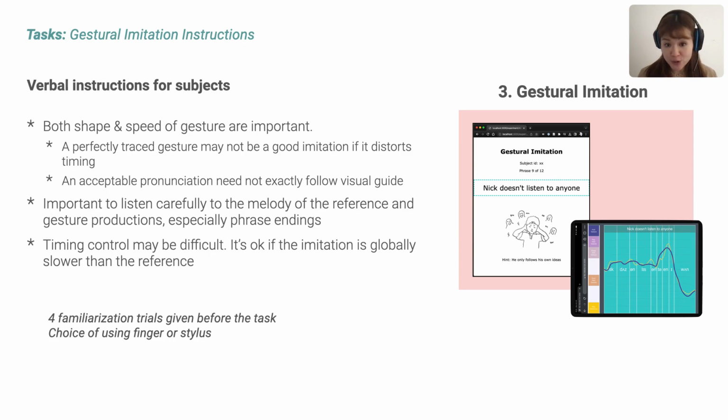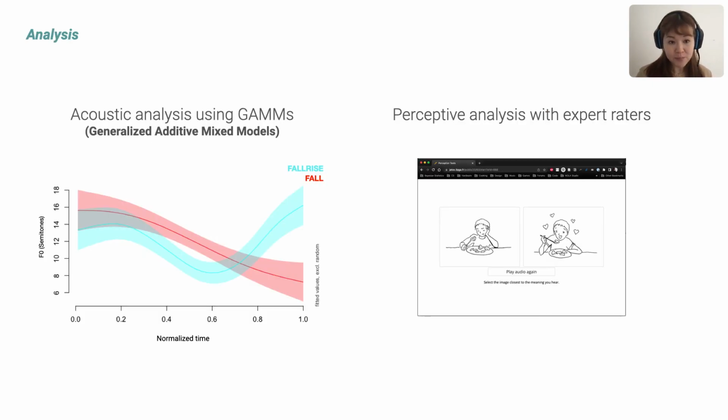And for the gestural condition, they had some familiarization trials, and they were also informed that it's really important to listen, and it's not just about blindly following the visual guide, but both the shape and the speed of the gesture are important. So for analysis, we did an acoustic and a perceptual analysis.